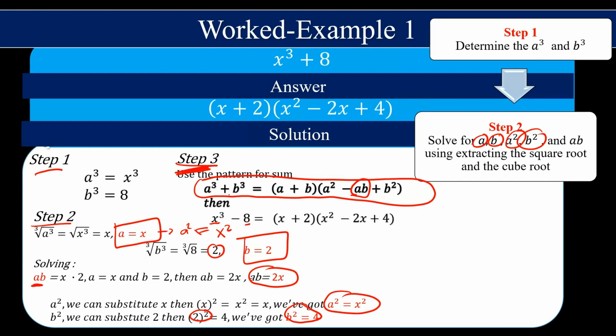Our pattern is A cube plus B cube, which equals A plus B times A squared minus AB plus B squared. We substitute what we got earlier. A is x, B is 2, A squared is x squared, AB becomes 2x, and B squared becomes positive 4. And there you have it.